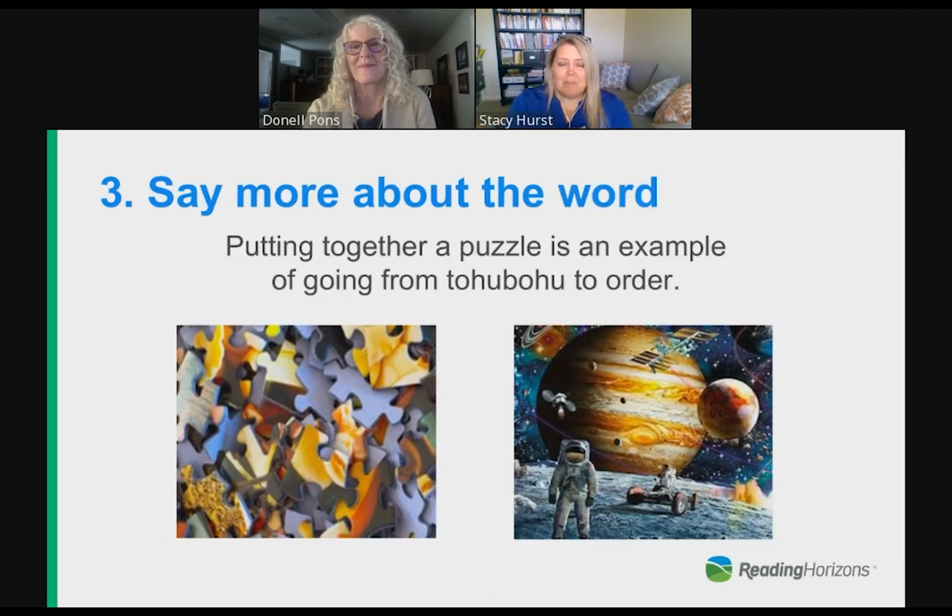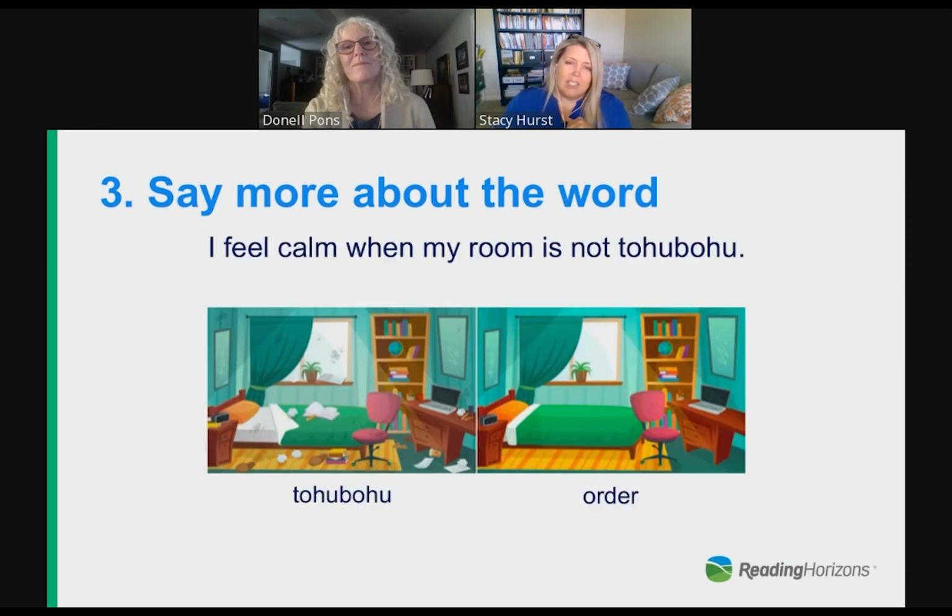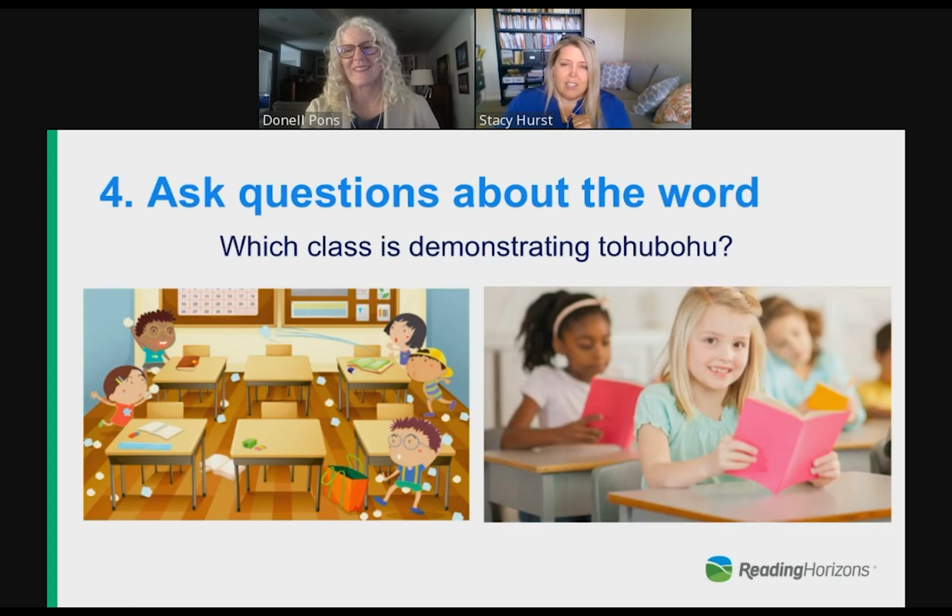Okay, the next step then is to say more about the word. So, for example, putting together a puzzle is an example of going from tohu bohu to order. Do you remember when you open a puzzle and you see all those pieces? I have a friend who can put a puzzle together. She can take it from tohu bohu to order a lot faster than I can. But that's one example. This is how I would use it in a sentence. I feel really calm when my room is not tohu bohu. So here's a before and after picture of tohu bohu and one that's more orderly, right?